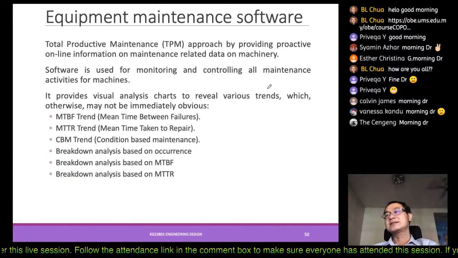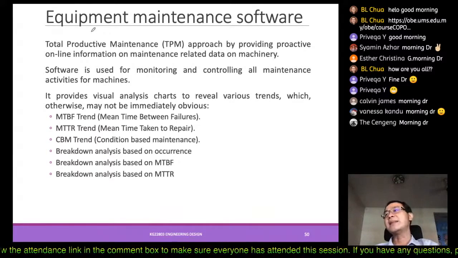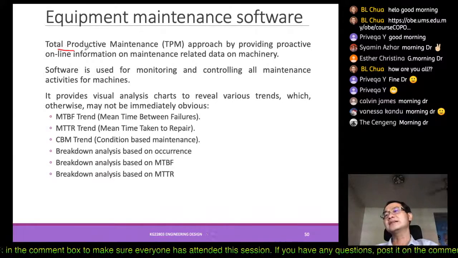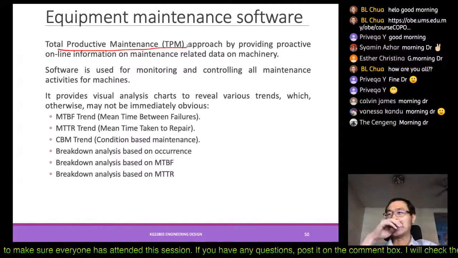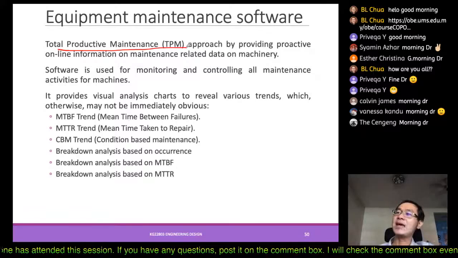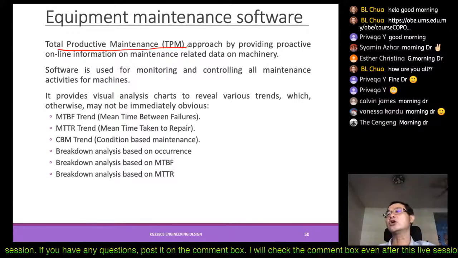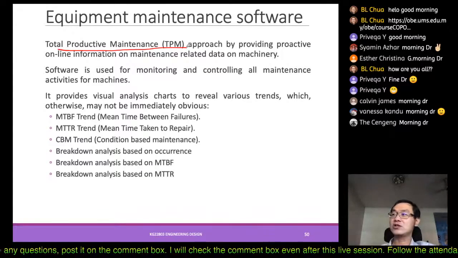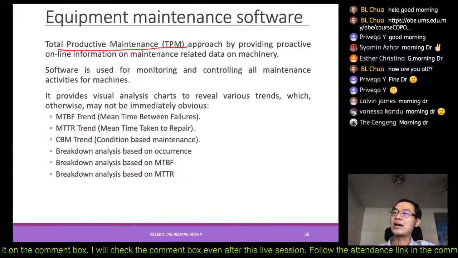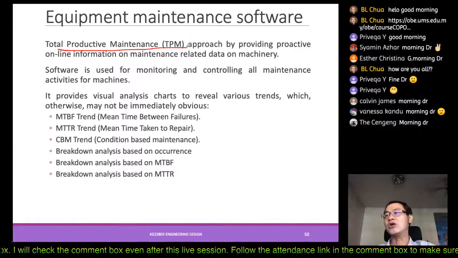There is equipment maintenance software. We call that the popular one. We call that the TPM approach software, total productive maintenance software. That provides online information on maintenance.